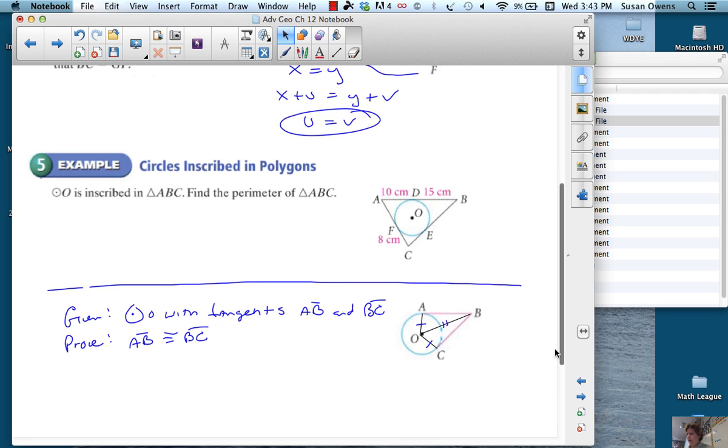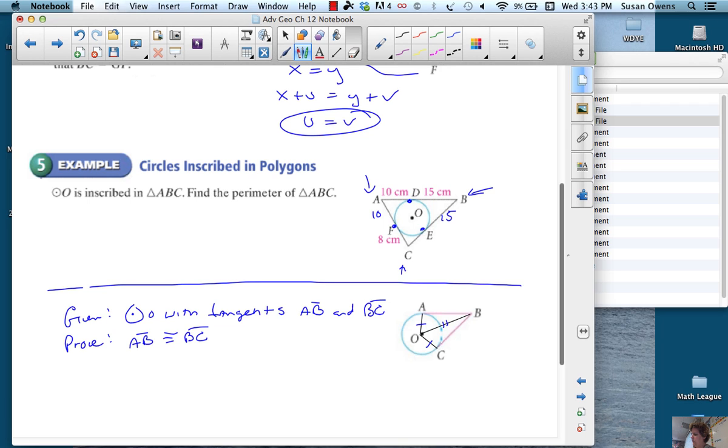So for this one, circle O is inscribed in triangle ABC. Find the perimeter. So inscribed in means that it's touching the maximum amount of places it can, but it's fully within, which means these are all going to be tangent points. So what I can use is a bunch of snow cones. I've got this snow cone up here from A, so this is going to be 10. I have the snow cone from B, so this is going to be 15.